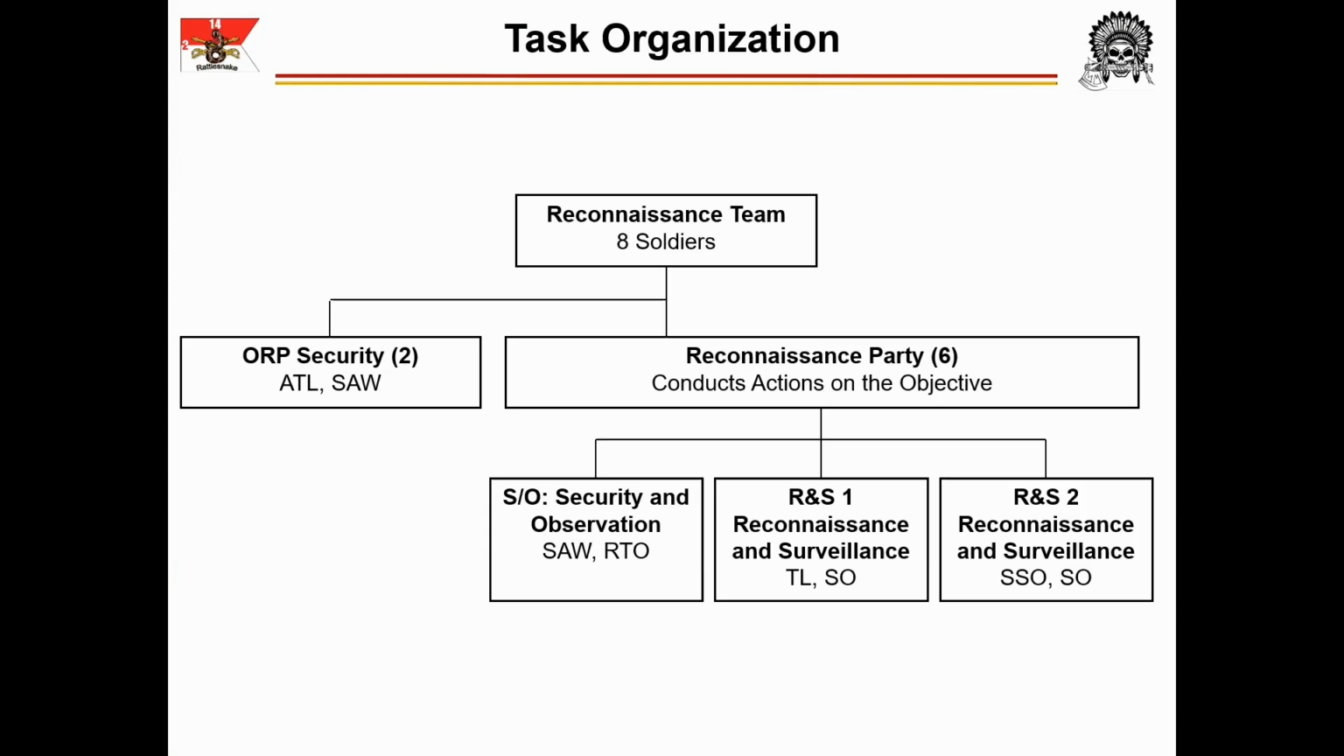The Ranger Team Area Reconnaissance task organizes the team into 4 elements. These elements are ORP Security, composed of the ATL and ARTO; Security and Observation, or S&O, composed of the SAW Gunner and the RTO; and 2 Reconnaissance and Surveillance teams, called RNS teams. RNS-1 is composed of the team leader and 1 SO. RNS-2 is composed of the SSO and 1 SO. The S&O team and RNS teams together are collectively referred to as the Reconnaissance Party, or Recon Party.